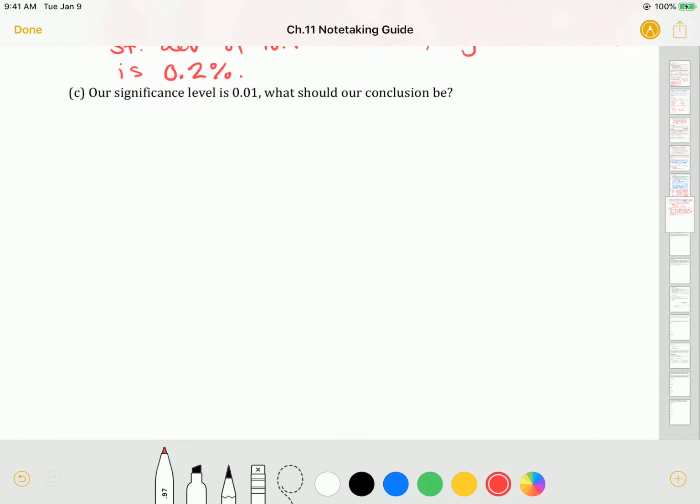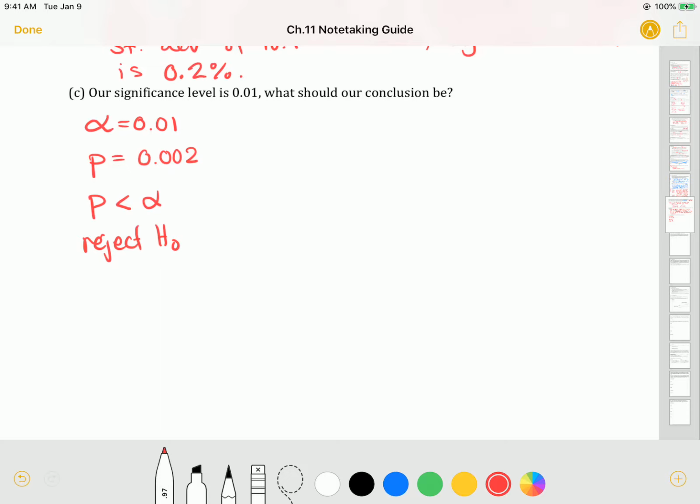So for part C, it says our significance level that we're going to use is 0.01. So that's our alpha level. So alpha is 0.01, and our p-value is 0.002, and now we need to compare these numbers to make our final conclusion here. So since p is less than alpha, we are going to reject H0.